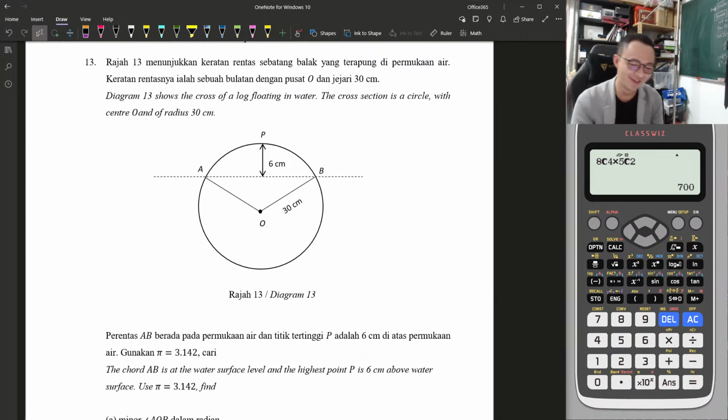Alright, so just imagine this: Diagram 13 shows the cross section of a log floating in water. The cross section is a circle with center O and radius 30. This log is actually a piece of wood floating on the water. It's not all in the water. Only this part is inside the water.